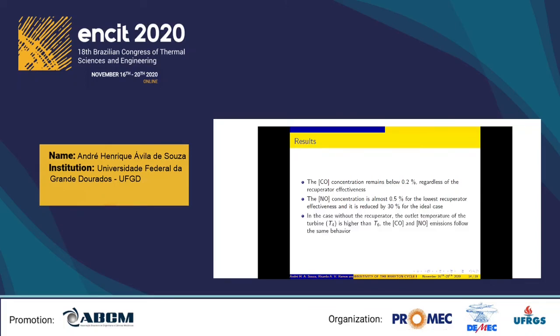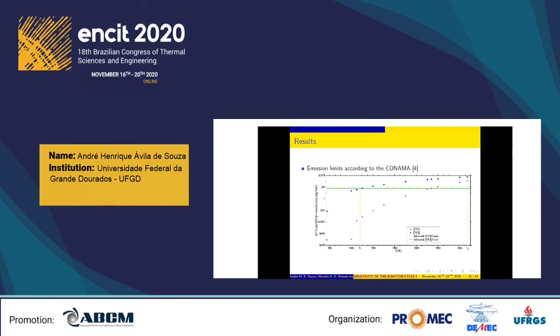Lastly, for the case without recuperator, the combustion products do not transfer heat to the air, and therefore the outlet temperature of the gases leaving the turbine is higher than T6, and the CO and NO emissions follow the same behavior.